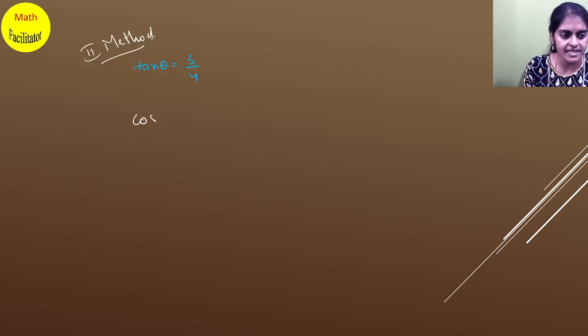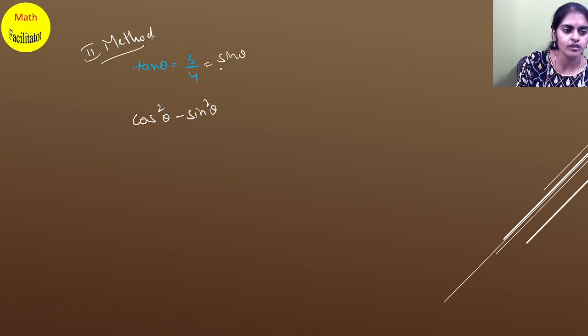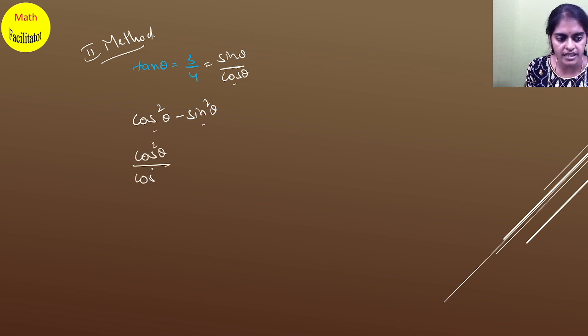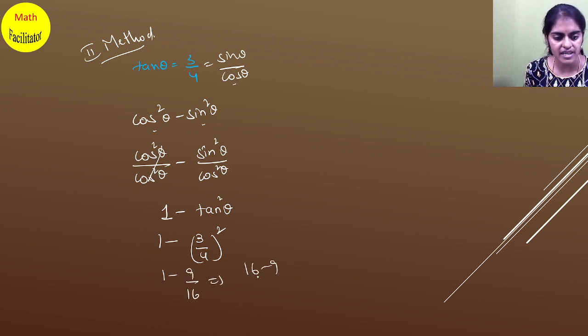Now here tan theta is given as 3 by 4. I need to find the value of cos square theta minus sin square theta. I am doing the second method now. Tan theta is nothing but sin upon cos, isn't it? And you have sin and cos here, so cos is in the denominator. Let me divide this by cos. So what happens? Cos square theta by cos square theta minus sin square theta by cos square theta. This will get cancelled. You'll have 1 minus sin square theta by cos square theta, which is tan square theta. So 1 minus 3 by 4 whole square, since tan is given as 3 by 4. So it is 1 minus 9 by 16, or you can write it as 16 minus 9 by 16.